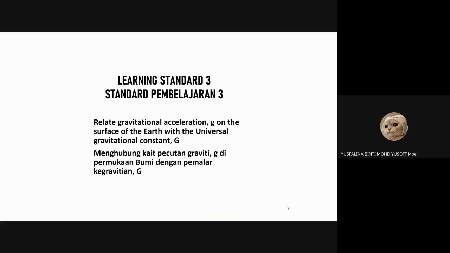Now we have to relate the gravitational acceleration g on the surface of the Earth with the universal gravitational constant G. You already know the value of the gravitational acceleration on the Earth is 9.81, right? So now we are trying to relate the value of small g on the Earth and the capital letter G, the universal gravitational constant. So what is the relationship?